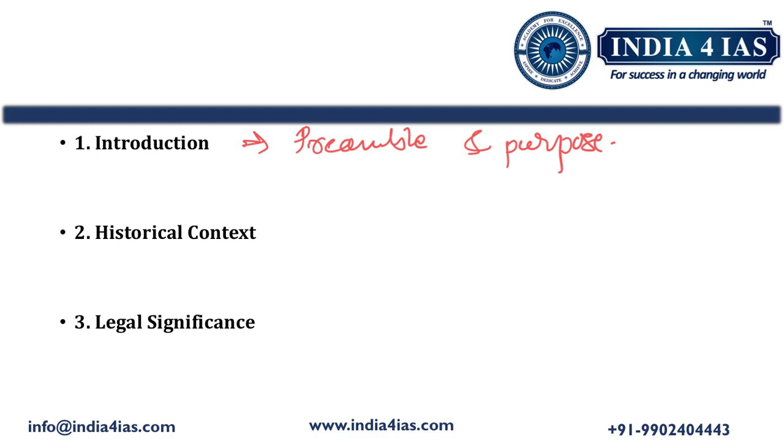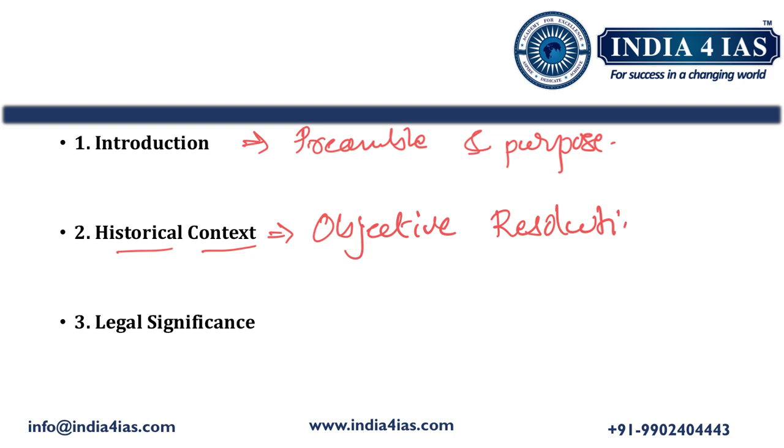Then we should briefly talk about the historical context of the preamble. Here, what we can write is that we should discuss the drafting process of the preamble and the intent of the constitutional makers with respect to the preamble. We should write what they envisaged the preamble to be. Then we should talk about the objective resolution which was proposed by Jawaharlal Nehru. Just a brief reference we should give.